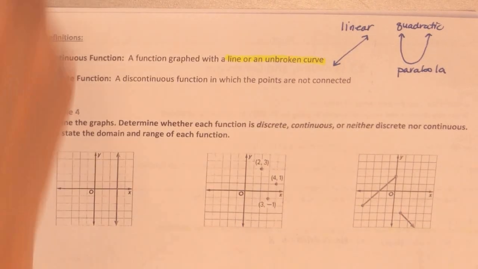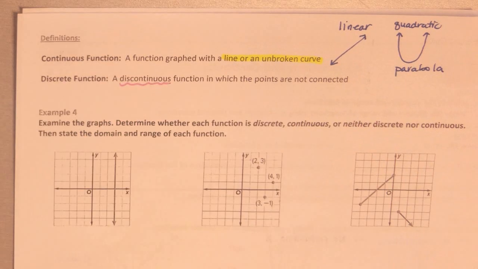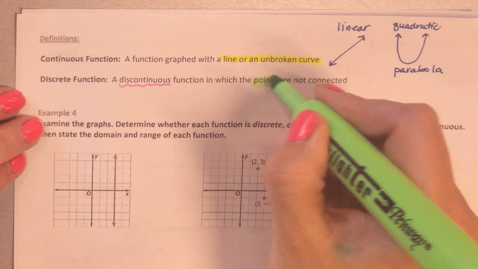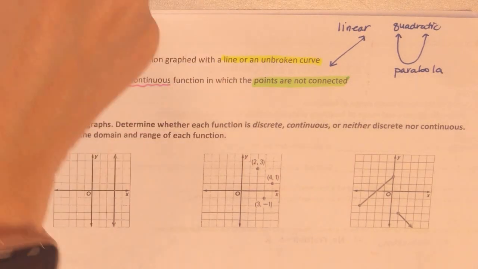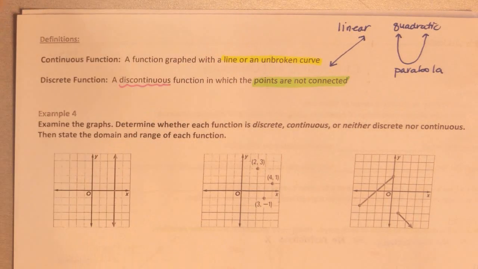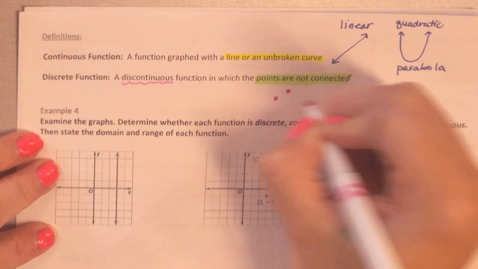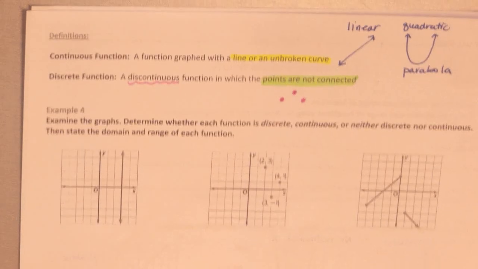If it is discrete, it is discontinuous, and the points also are not connected. Okay, so the points are not connected. That might look like something called a scatter plot. It is where you just have the points only. Okay, so it could look something like that. That would be discrete.